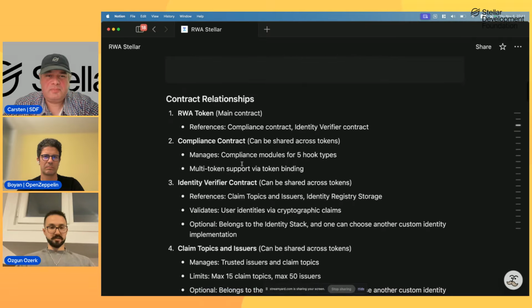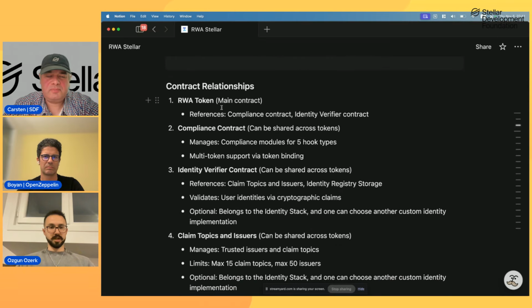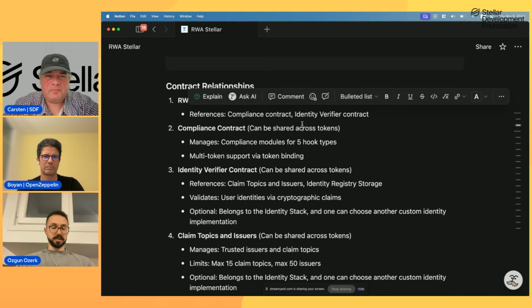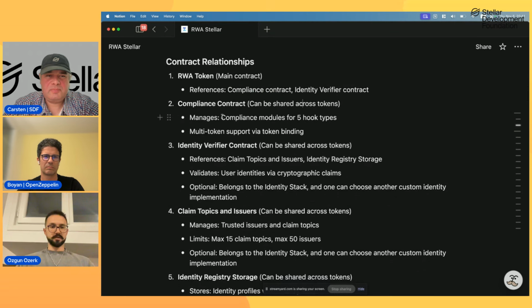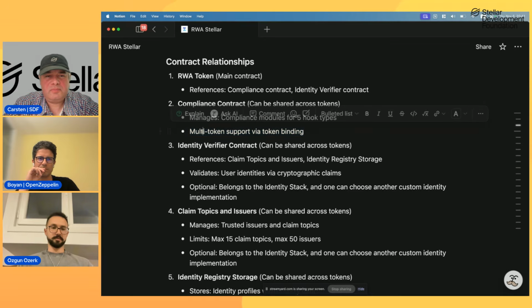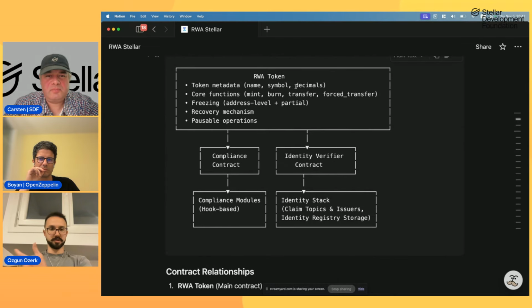So let's go step by step. The RWA token, as I told you, is the main contract, and it communicates with the compliance and identity verifier. The compliance is managing 5 hook types, which I will dive deeper into. And the good thing about compliance and identity verifier is they support multiple tokens, which means, let's say you have a compliance contract, you can share it with multiple RWA tokens. So let's say there is another RWA token here. It can also go to the same compliance contract.